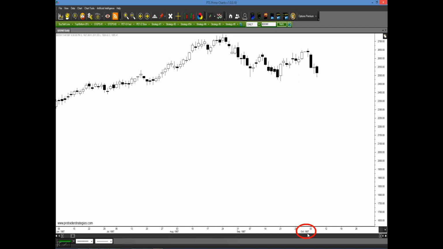That was the crash of 1987. I remember it like the back of my hand, like it was yesterday. I was on the floor, trading on the floor of the stock exchange in the crash of 1987.